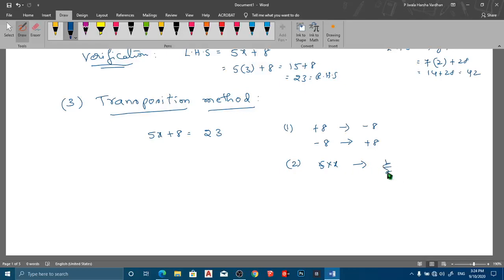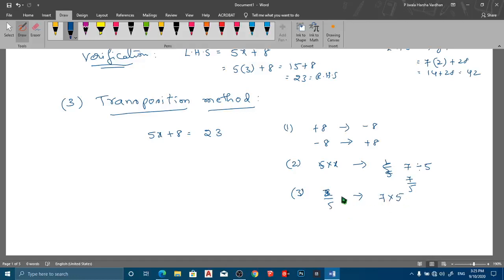Otherwise, simply you can write it as, for example, here some 7 is there. After sending this 5 to the right side, you can write it as 7 divided by 5, or simply 7 by 5. If it is already in the form of division, from x by 5, if it goes to the right side, it will become into. If division 5 goes to the right side, it will become into.